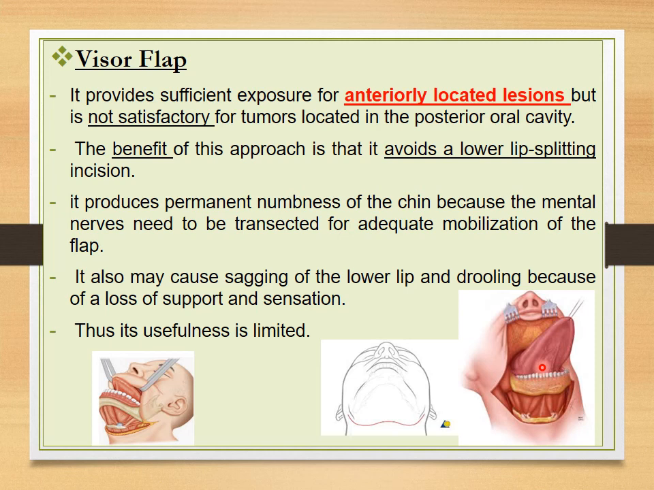As you saw, with the Ferguson they do splitting, and with the upper cheek flap they do splitting; here they do not split. But it produces permanent numbness of the chin because of transection of the mental nerves on the two sides for adequate mobilization of the flap. To raise the flap properly and provide accessibility, they transect the mental nerves. So the patient complains of sagging of the lower lip and drooling of saliva due to the loss of support and sensation in the area from resection of the nerve. So the usefulness of this flap is limited, but it is a famous flap used by oral and maxillofacial surgeons.